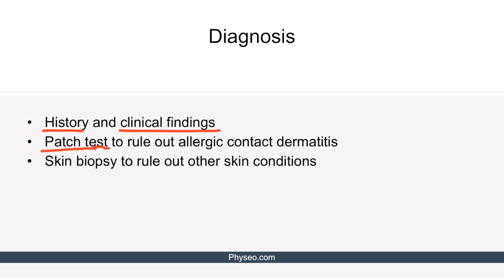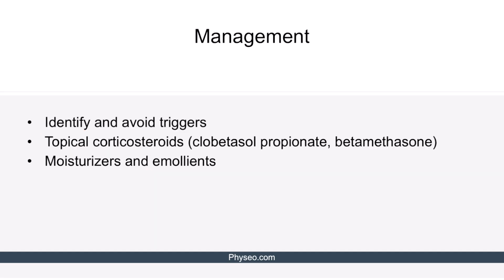The patch test is done to rule out allergic contact dermatitis, and a skin biopsy is done to rule out other conditions. Management is aimed at controlling and improving the condition by identifying and avoiding triggers, as well as treating active inflammation and restoring the disrupted epidermal barrier. And topical corticosteroids, along with allergen avoidance, is considered the best initial therapy. Now, commonly used topical corticosteroids include clobetasol propionate and betamethasone. Moisturizers and emollients should be used to decrease that irritation of the skin and maintain hydration of the skin.